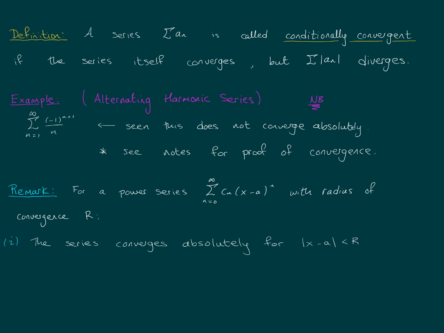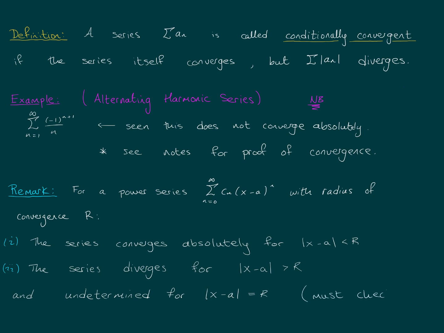Second point, the series diverges for absolute value x minus a greater than R. And undetermined for absolute value of x minus a equal to R. So for different power series, you may or may not have convergence on the boundary when the absolute value of x minus a equals R. So you must check these points individually.